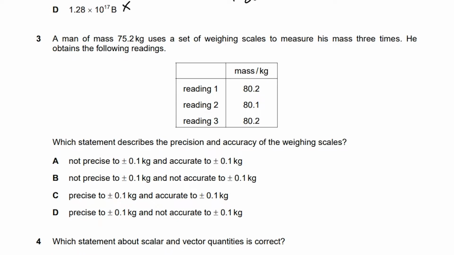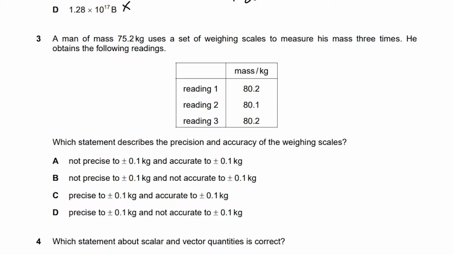Question number 3. A man of mass 75.2 kg uses a set of weighing scales to measure his mass 3 times. He obtains the following readings. Reading 1 80.2 kg, reading 2 80.1 kg and reading 3 is 80.2 kg. Which statement describes the precision and accuracy of the weighing scales? Now what's the difference between these two terms? Precision basically means that these readings must be close to each other.